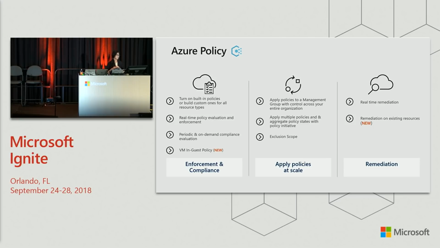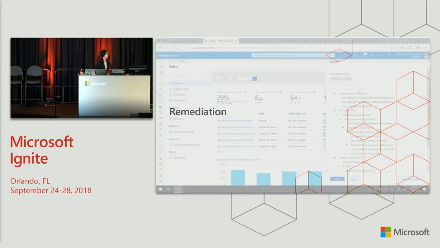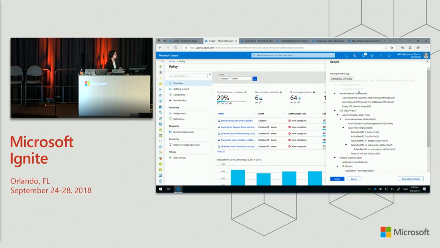Policy is divided into three main pillars in terms of the functionality. The first is around enforcement and compliance. The second is around applying policies at scale, which is the management group support. And the third is remediation. And so at Ignite this year, we introduced the new auto remediation capability as well as remediation on existing resources.